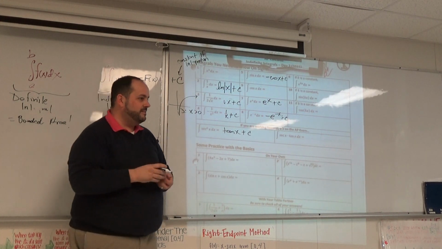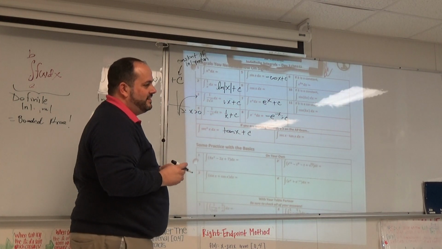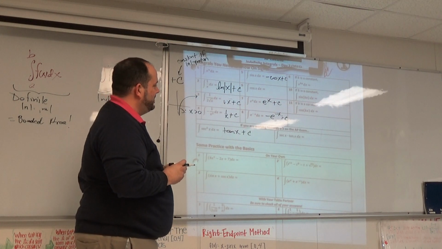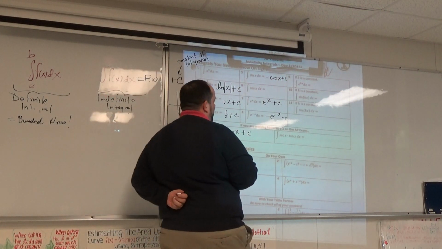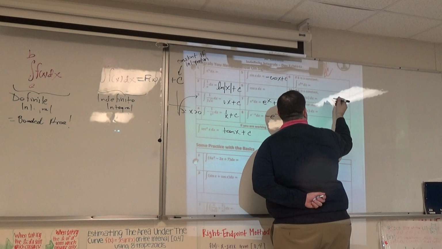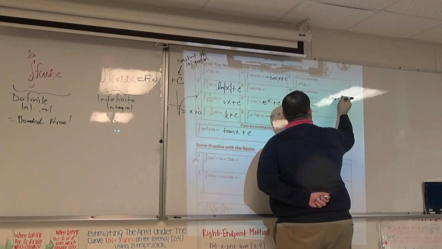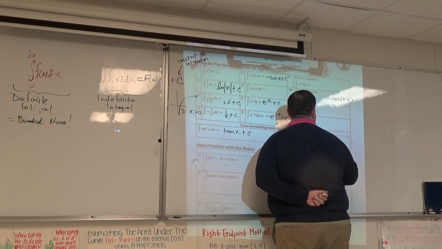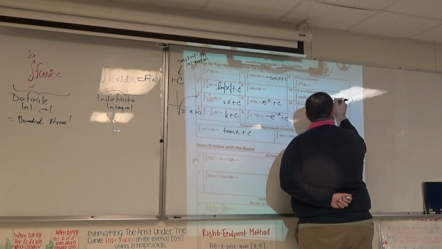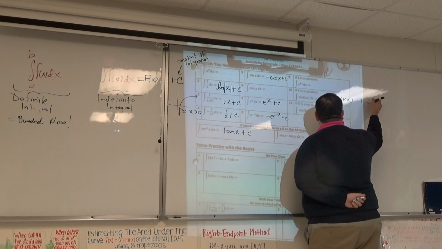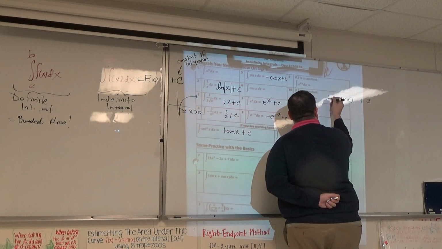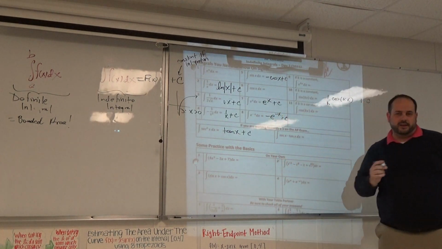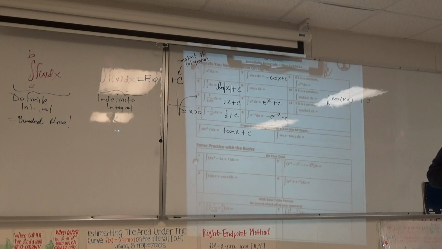Get in there while you can. The antiderivative of sine of kx is equal to negative cosine of kx divided by k plus C. If you don't mind, I'm going to write it as negative 1 over k times cosine kx plus C. Can you explain to everybody else why that works?